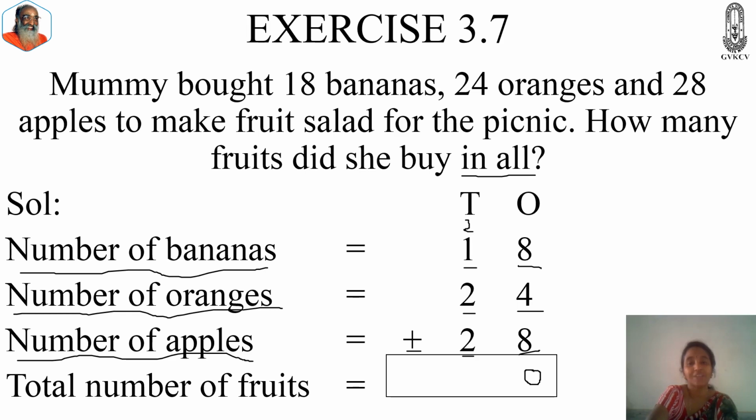Now 2 plus 1, 3. 3 plus 2: 3 in mind, take 2 fingers. 3, after 4 and 5. Next 5 in mind, take 2 fingers. 5, after 6 and 7. So total how many fruits did mummy buy? Mummy bought 70 fruits. Okay.